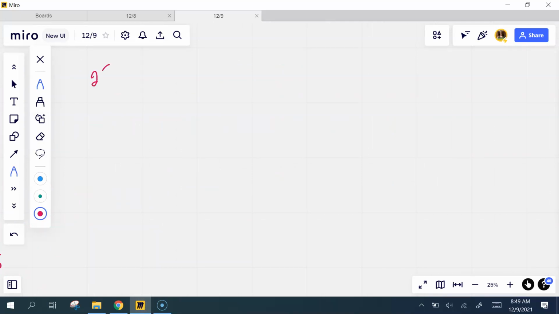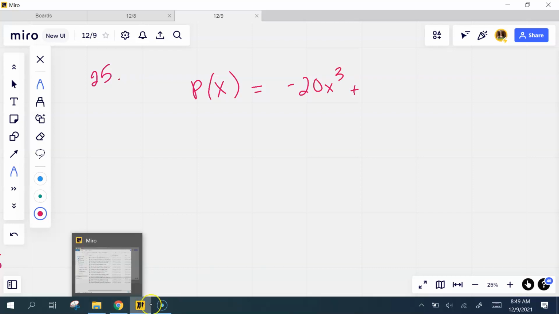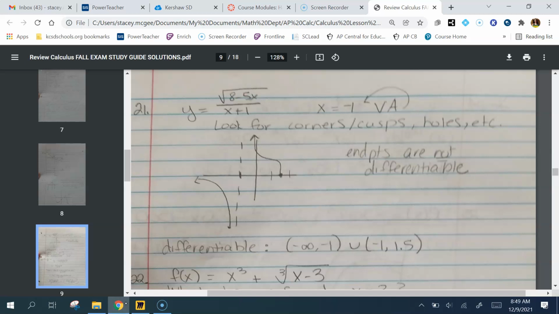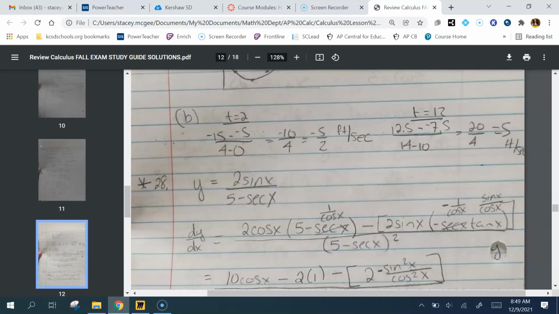25. Oh, I remember working this one. Monthly profit. Was this a calculator or no?